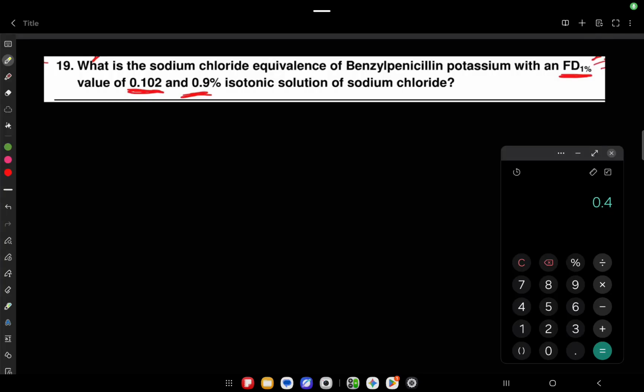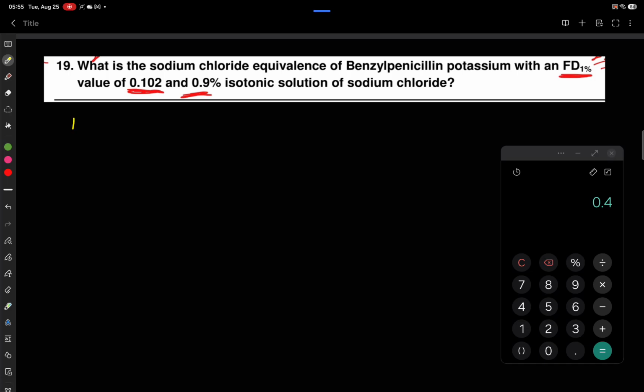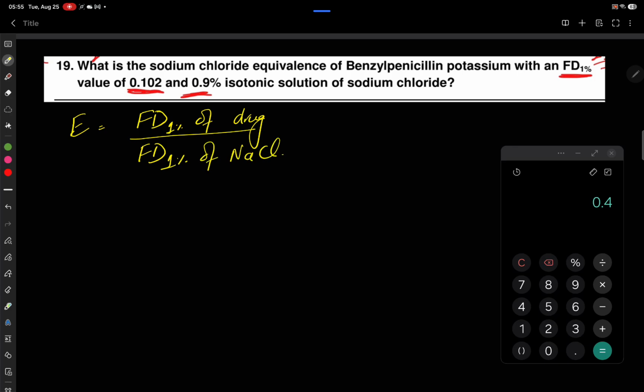Discuss a question related to sodium chloride equivalency. It means we have to calculate E, that is equal to FD 1% of drug divided by FD 1% of NaCl.